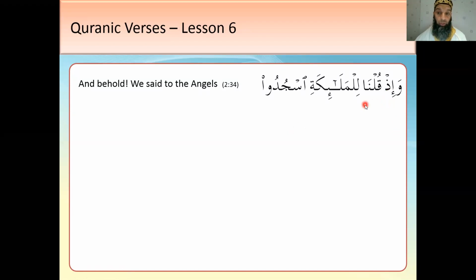Right. So وَإِذْ, and behold, قُلْنَا, we said, للملائكة. It's li al-malaikati. What does that li do? Okay. To the angels. The li makes this one majroor. Yeah, majroor-ifier. That's right. And behold, we said to the angels.